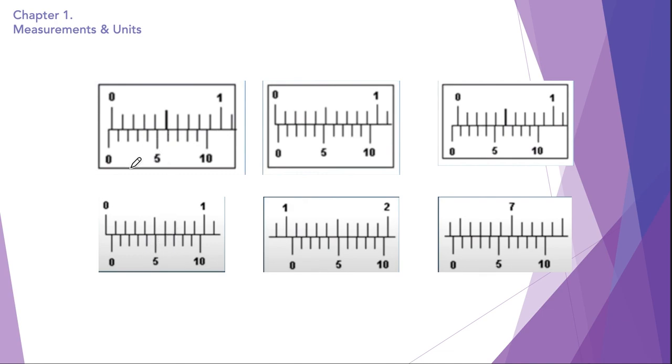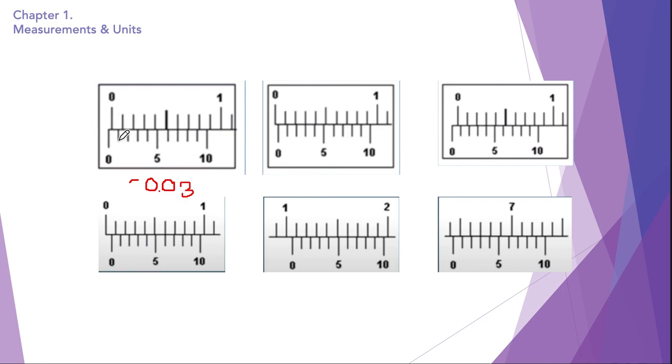So now you can pause the video over here and find out the zero error of this vernier calipers and do the calculation. Okay, so the zero error of this vernier calipers is minus 0.03.